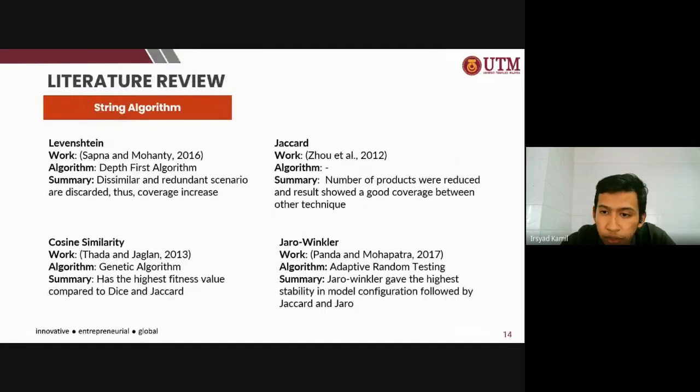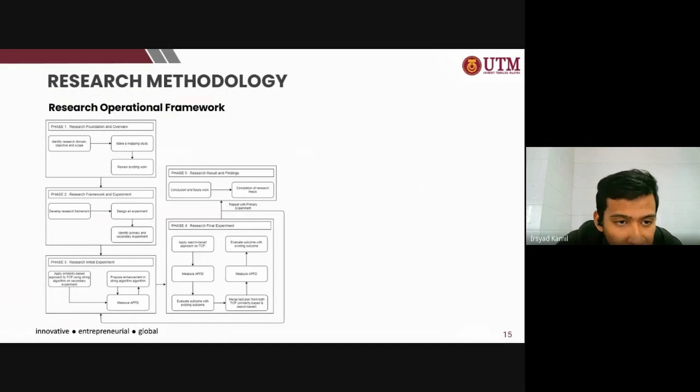So for the string algorithm, I've reviewed 4. There are Levenshtein, Jaccard, Cosine similarity, and Jaro-Winkler. And I can conclude that only Jaro-Winkler and Levenshtein are mostly used in research studies and gave good coverage in calculating the similarity. Okay, next is the research methodology, chapter 3.